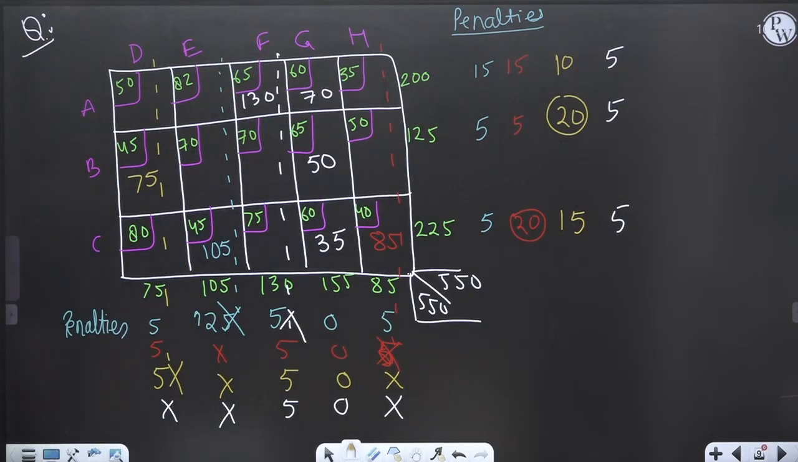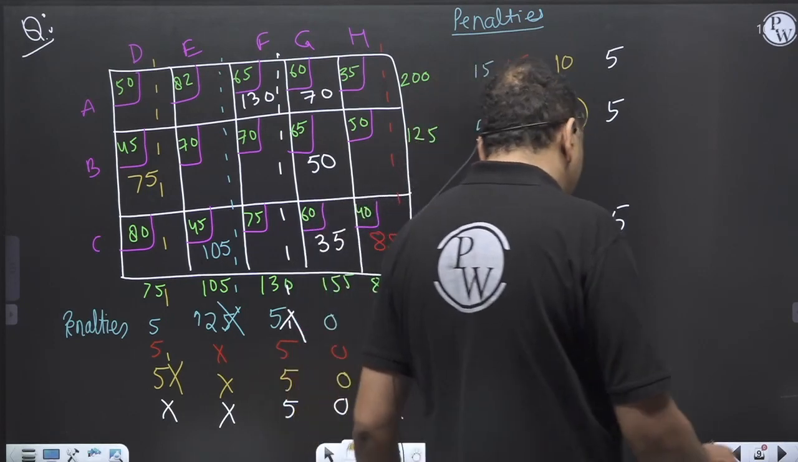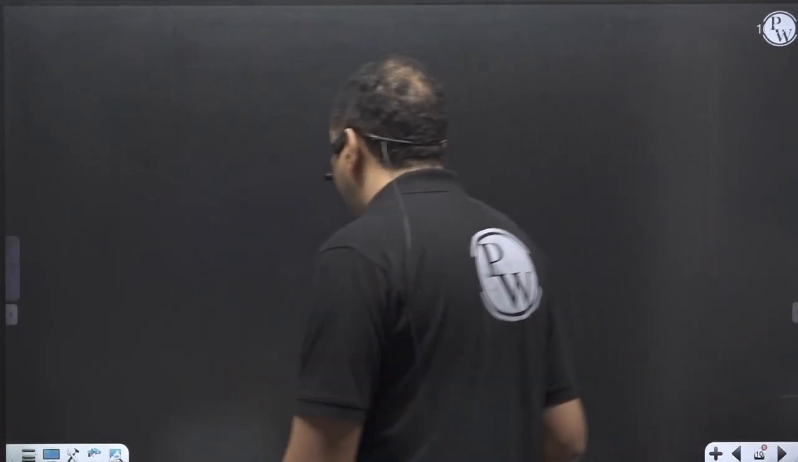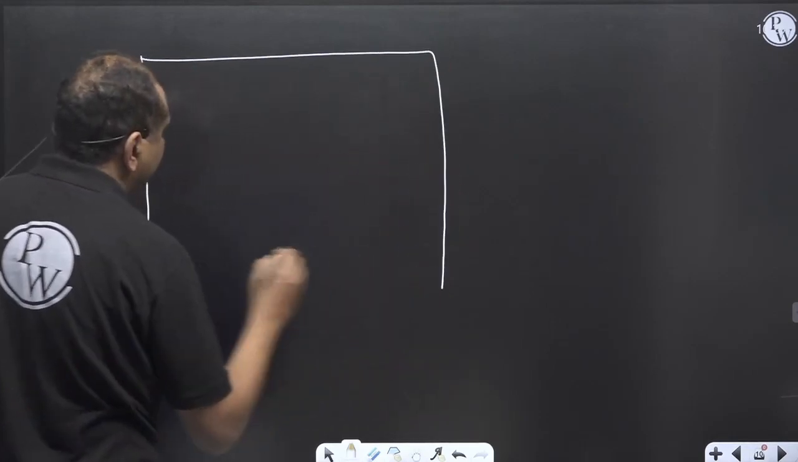Initial basic feasible solution. All right. So do one thing. Calculate the u and v values. I am making the same table again on the next page.